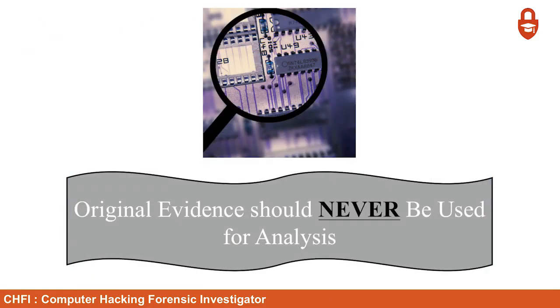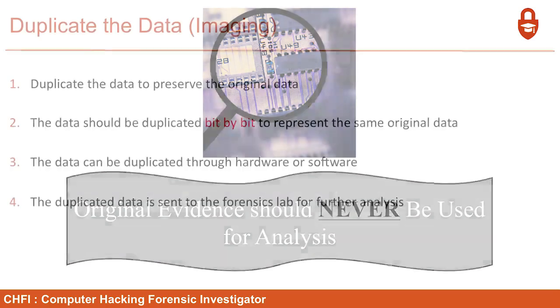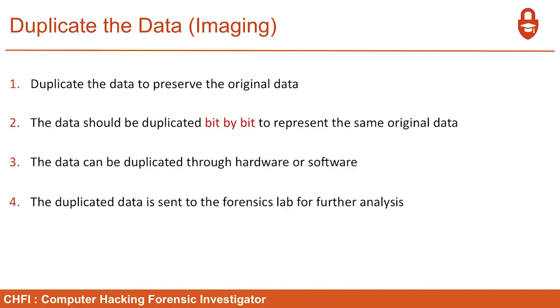Next is acquire the data. Once you have acquired the evidence, you need to acquire the data from there. Original evidences should never be used for analysis. Never work on the original evidences. Always make a copy of those evidences. So duplicate the data. That is called imaging. Duplicate the data to preserve the original data.